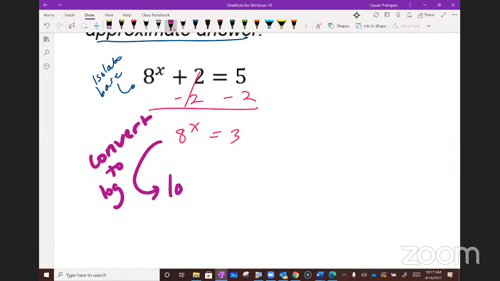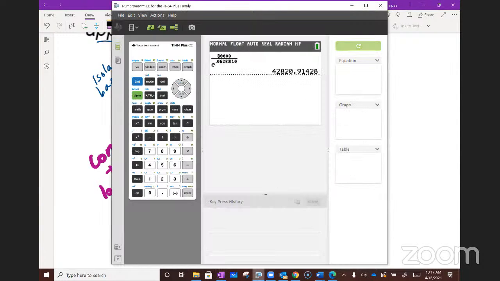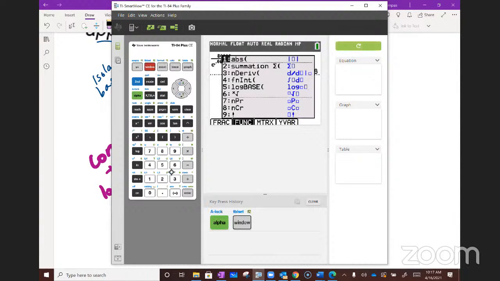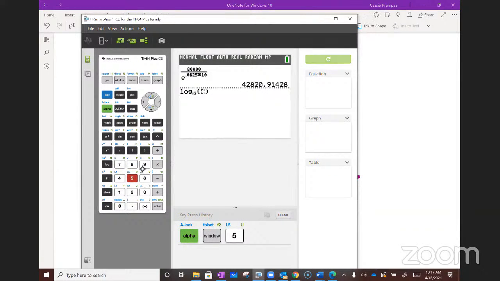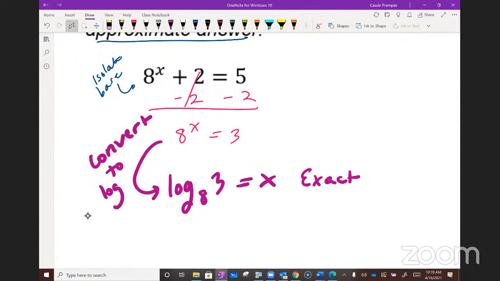In doing that, I would have log base, what would be my base? 8 of 3 equals x. Now this is exact, so I would box that if it was asked of me exact. If I was asked to do it on the calculator, what buttons do I press? Alpha, window, good, option 5, awesome, and it's log base 8 of 3. Log base 8 of 3 gives me 0.5283.